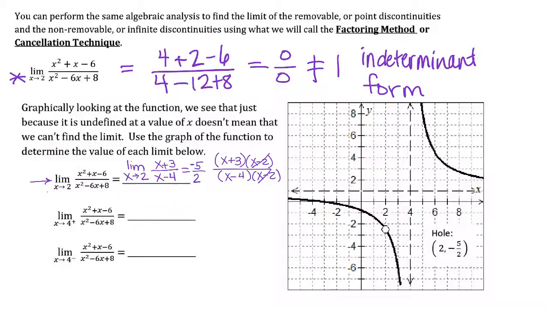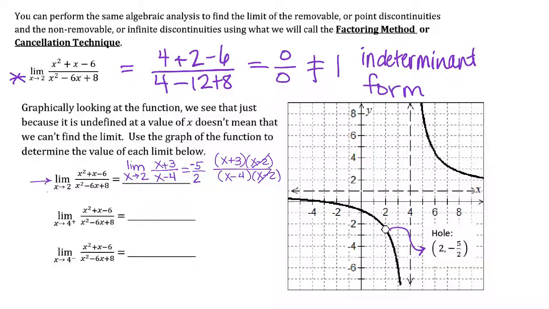And over here to the side, the graph is demonstrating what's going on with this. It's showing us that we do have this point of discontinuity at 2 and negative 5/2. So right there, that's what we've shown in this very first example. So let's look at what happens now as our x value is approaching 4.